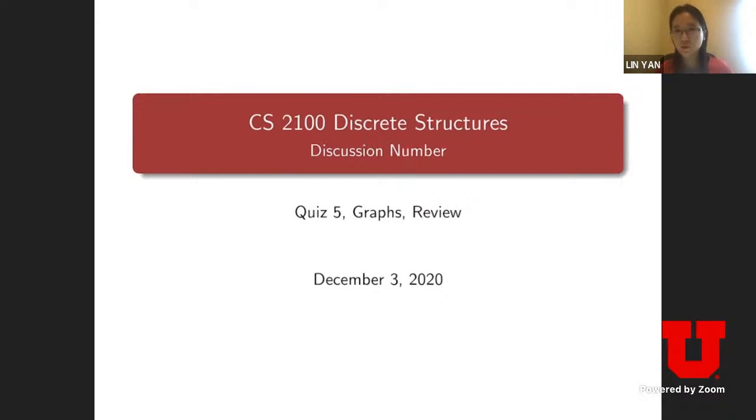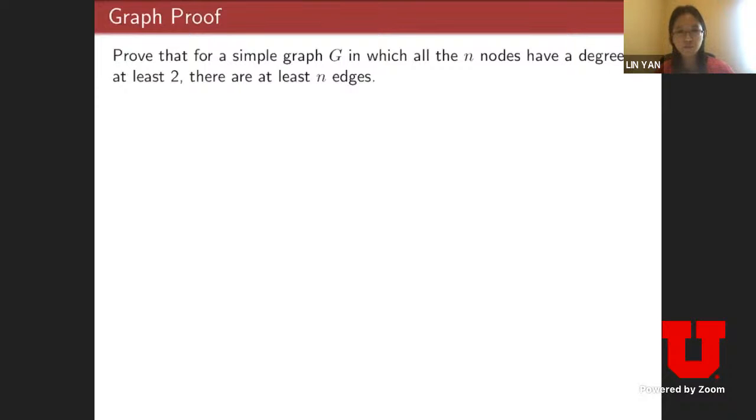Today we will work on some problems related to graph theory and go over two problems from quiz 4. Let's start with the first one. Please use 2 minutes to think about it, and then we will work on it together. And please feel free to unmute yourself or type the main idea or theorem you'd like to use for this question in the chat window.